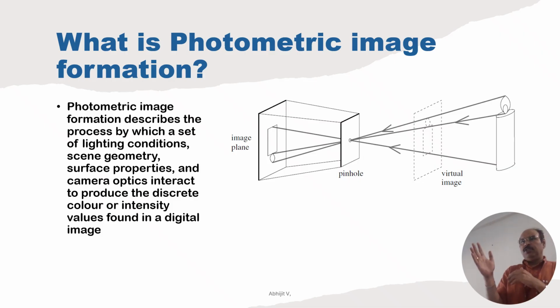Photometric image formation. What does it mean? It means that this is the surroundings, the environment where we are going to take the photograph, the scene, the depth, the color, the lighting, the surface, and how all these things put together is capable of creating a digital image.